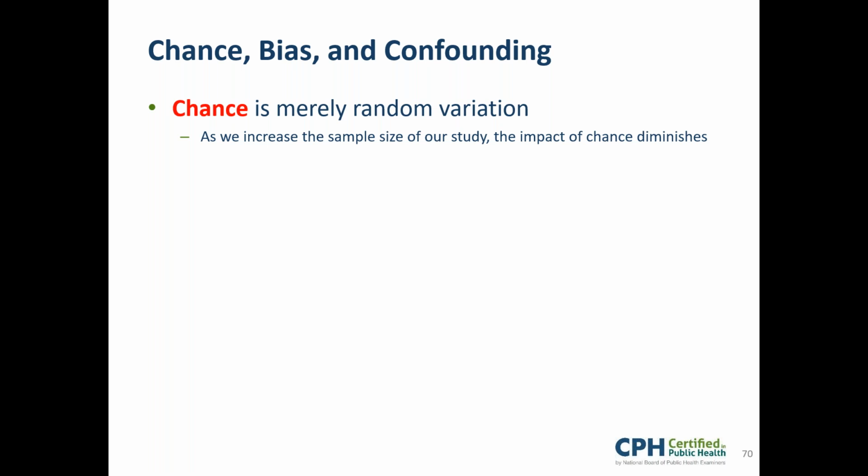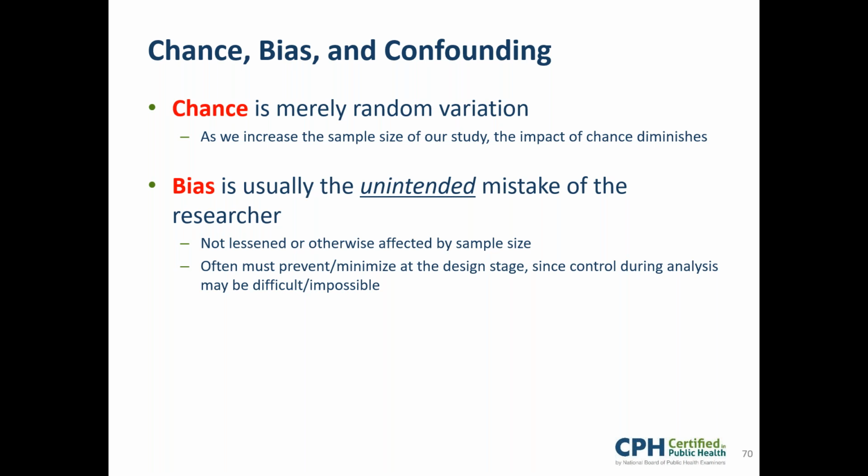Bias, however, is an unintended mistake of the researcher, and this really can affect the validity of the study. Sample size will have nothing to do with fixing bias, and it's best to prevent or minimize the chance of bias at the design stage. Being able to deal with it in the analysis phase is also quite difficult. So decreasing the likelihood of bias when the study is designed is most important.